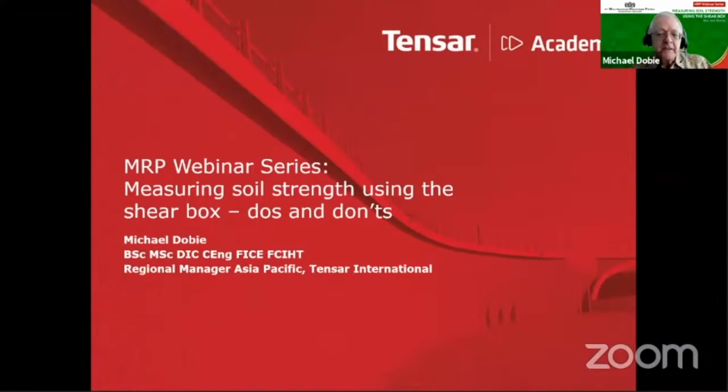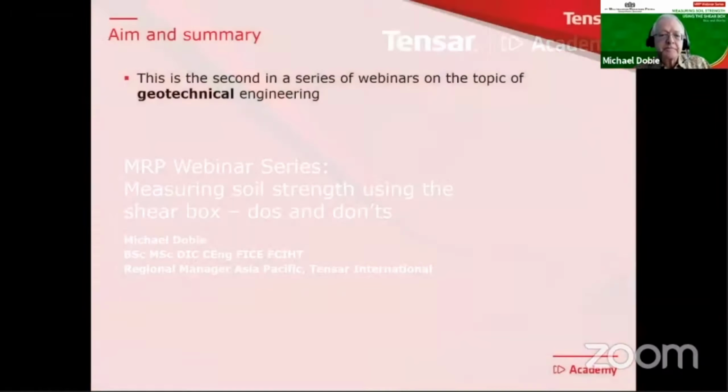So I now need to get on with the presentation material. You've heard about the fact you can ask questions and so on. So let's see how we get on, and off we go. The topic today is about measuring soil shear strength using the shear box. And I said do's and don'ts. I hope that'll become clear as to why I have that title as we go along.